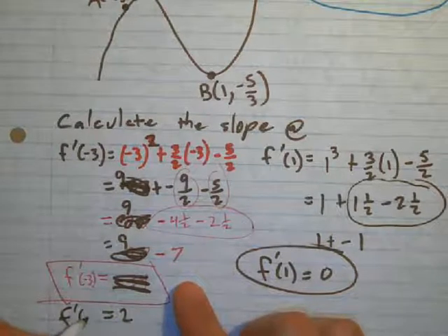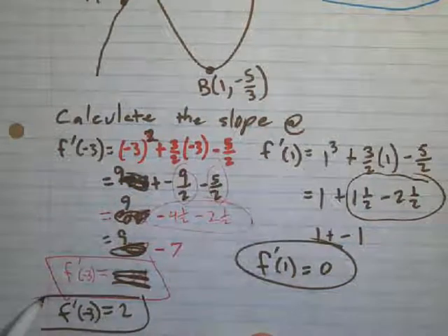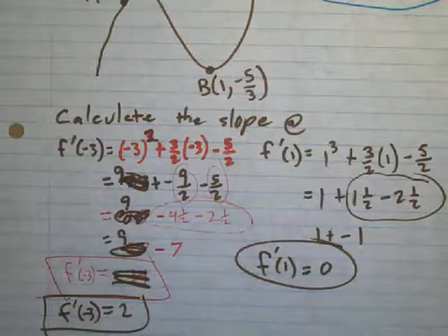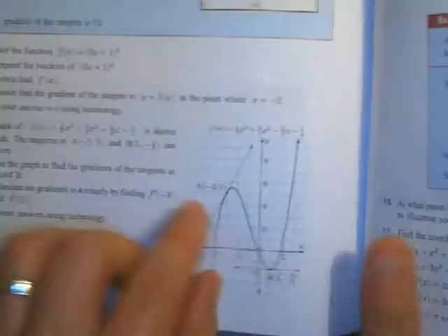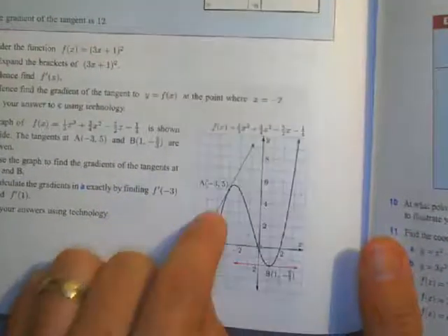Okay, that makes a lot more sense, because if the slope is equal to 2, and you look at the picture in the graph, it goes over 1 up 2, over 1 up 2. The slope in the picture is 2.